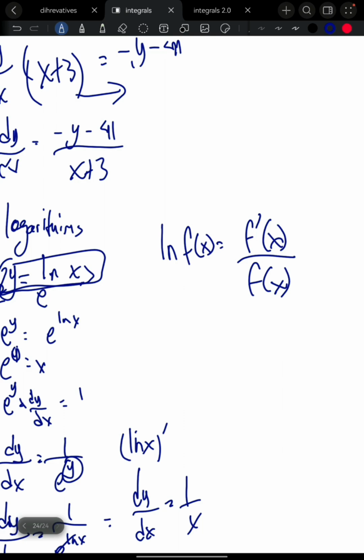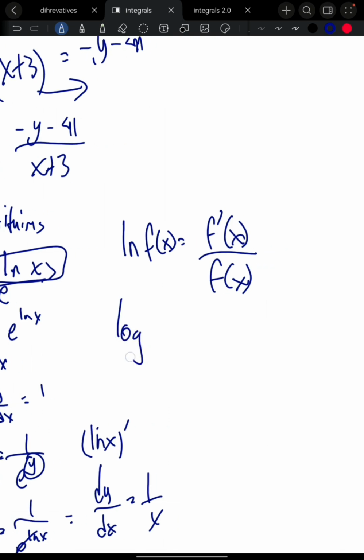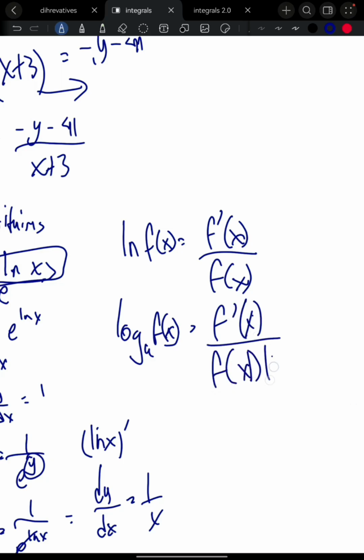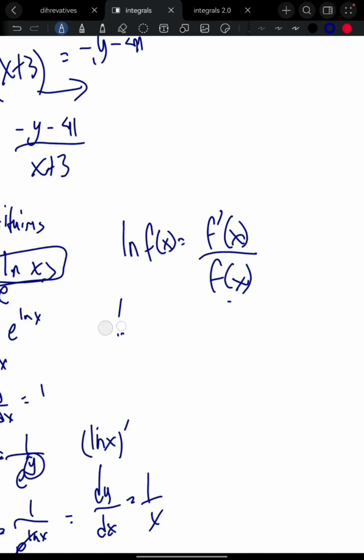Anyways, now let's say you have log base a of f of x. I know some textbooks are just going to state the formula and then never mention it again. This is how you find the derivative of the logarithm. But that's kind of boring, and memorizing is not cool. This is maths, come on.